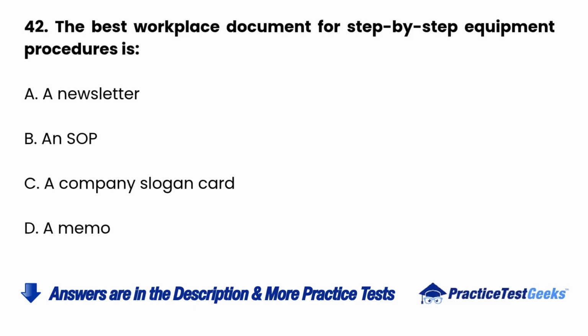42. The best workplace document for step-by-step equipment procedures is: A. A newsletter. B. An SOP. C. A company slogan card. D. A memo.